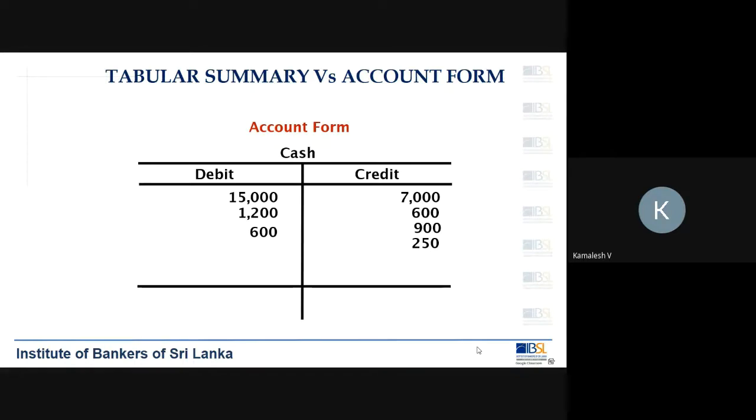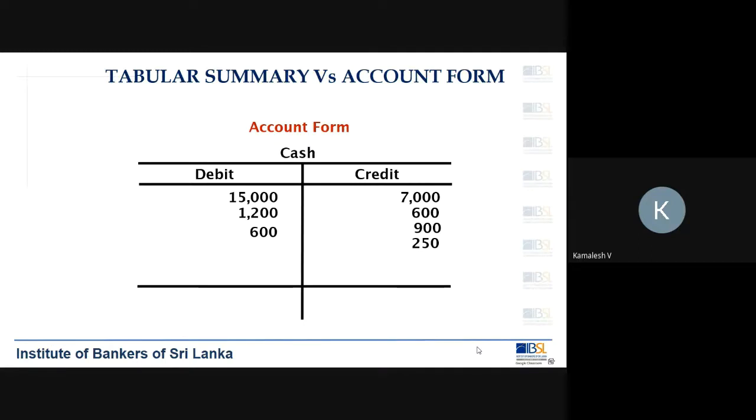Okay. So now we have to do a bit of balancing of this account. Let's balance this account, see whether you can balance it. How will you balance it? You have to total the transactions on the left side as well as on the right side, and you take the largest total. In this case, you have 15 plus 16,200 plus 600, which means 16,800.